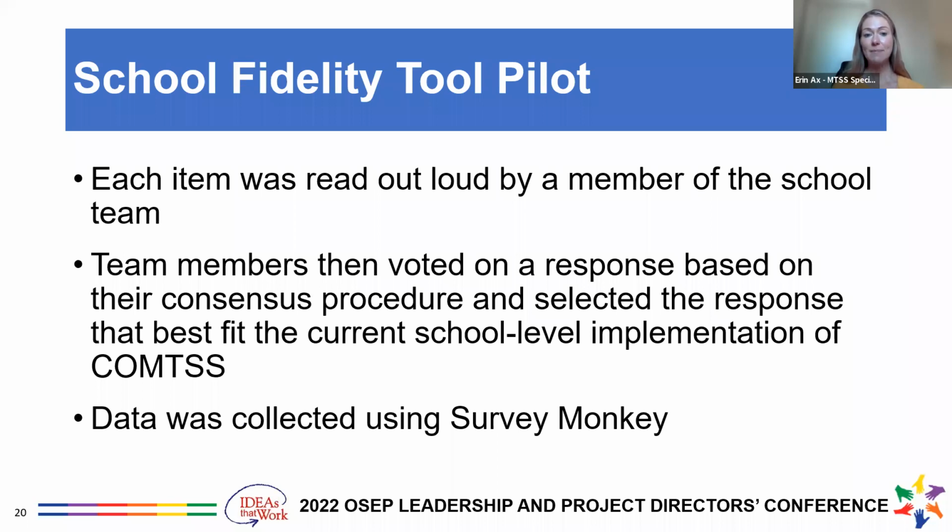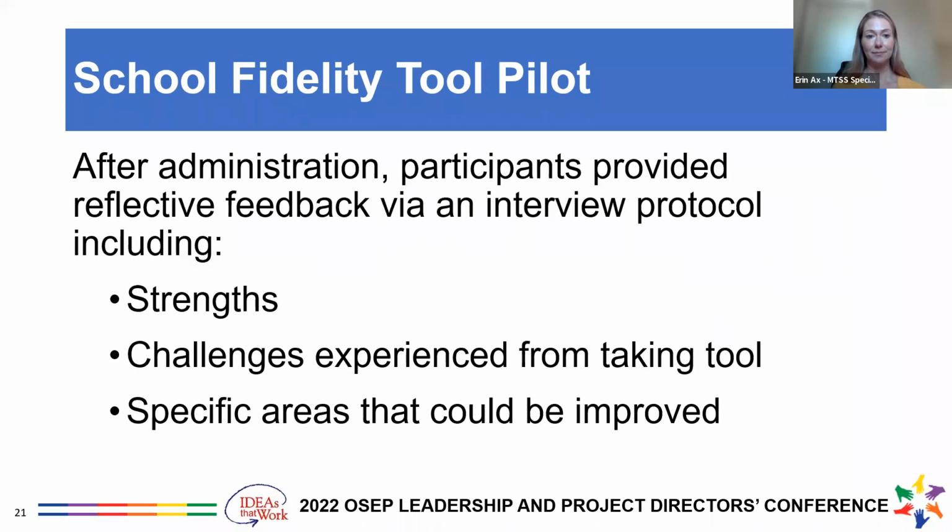After each item was read, team members voted on a response based on their consensus procedure. For example, holding up a fist, 1 or 2 fingers. The response number selected was based on majority rule as long as at least 60% were in agreement. If this was not the case, a discussion was had and a revote was taken until there was at least 60% agreement. Pilot data were collected using SurveyMonkey. After administration, participants provided feedback to us on the strengths and challenges of the school fidelity tool, as well as specific areas of the school fidelity tool that could be improved.